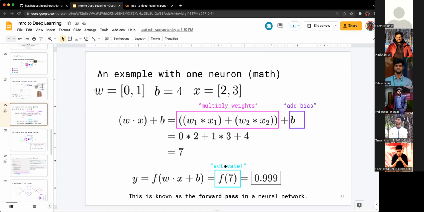They just use an activation function and then you call it a neuron, and you stack a bunch of neurons together, you call it a neural network. That's it. There's nothing else here.